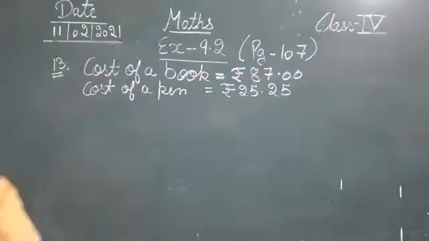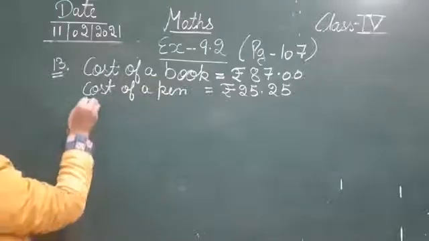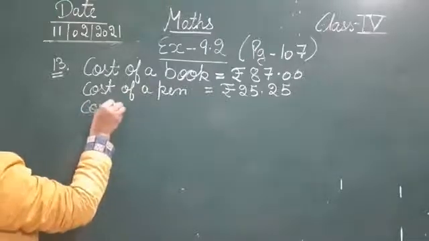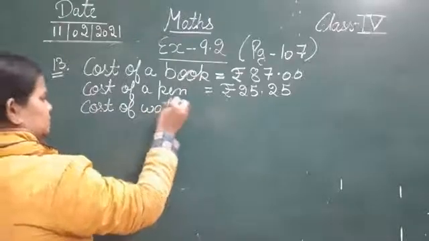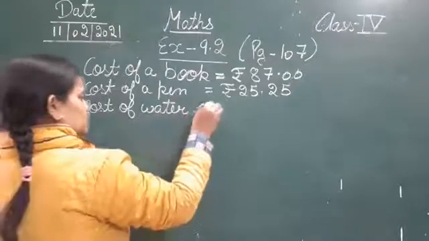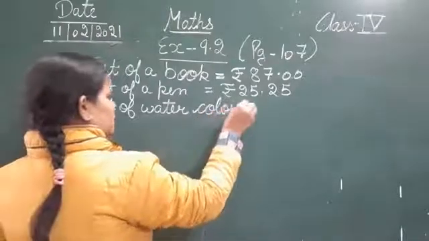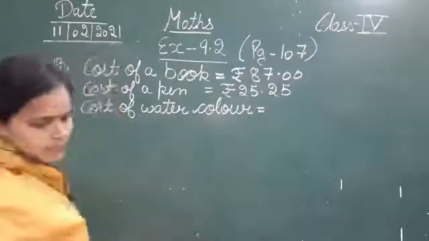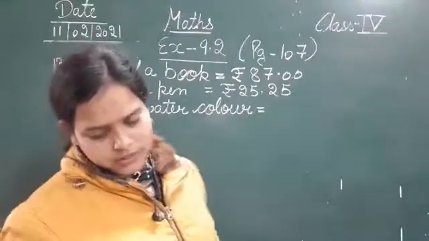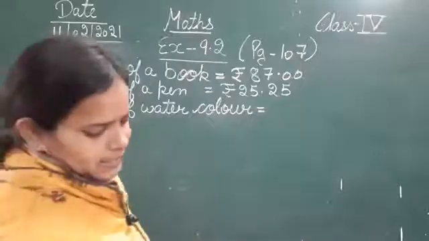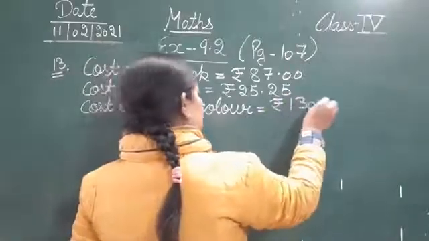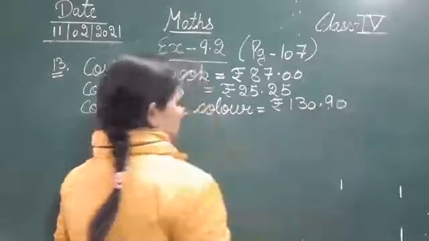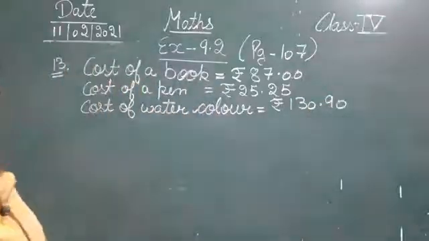The third item she bought is a watercolor. The cost of the third item, the watercolor, is 130 rupees and 90 paise. Okay, so this is the cost of the third item.